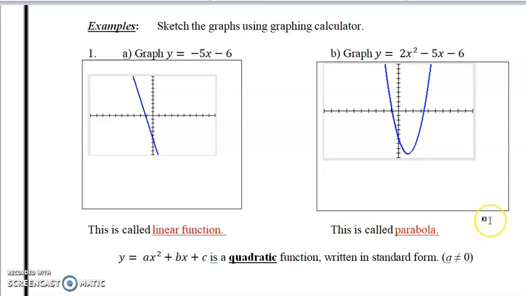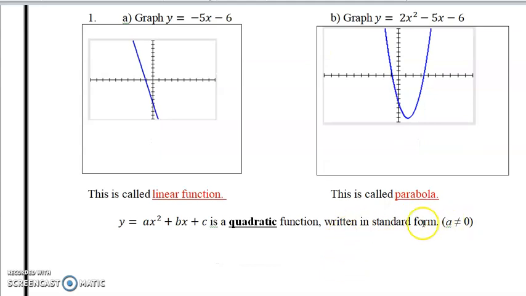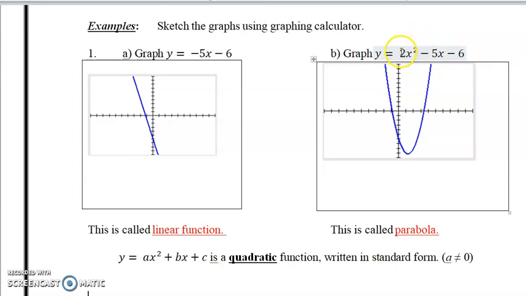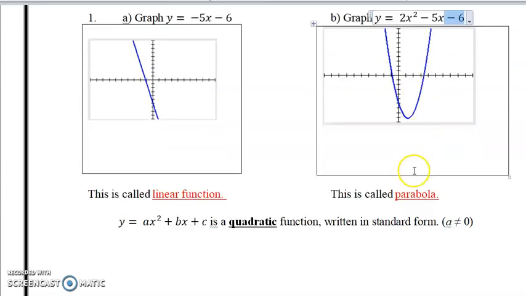And this is the base of our quadratic function. All right. And in standard form, it looks like this: y equals ax squared plus bx plus c, as you see up here. 2 would be the a, b would be the minus 5 or negative 5, and c would be the minus 6 or negative 6. Okay?